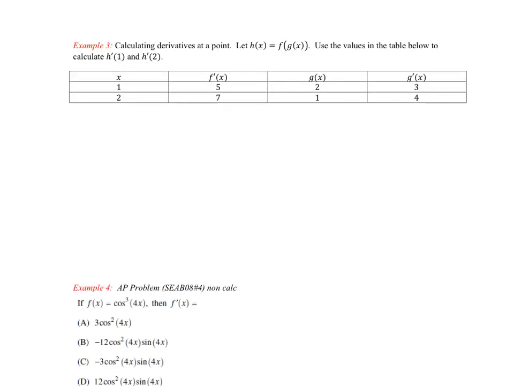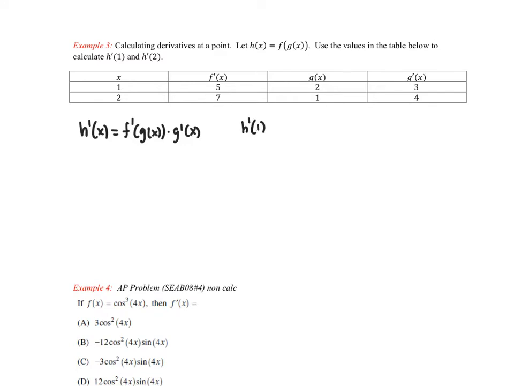Example 3, calculating derivatives at a point. So let h of x equal f of g of x. Use the values in the table to find h prime at 1 and h prime at 2. Before I can find either of those, I've got to find h prime at x. Based on the chain rule, h prime at x would be f prime of g of x times g prime of x. That's the chain rule in its clearest form.